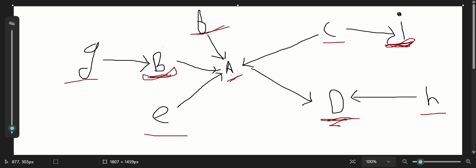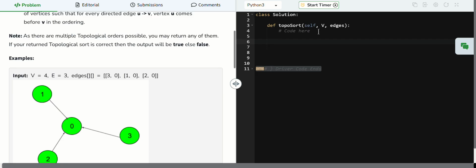And for A, we have to check: C is connected with A, so C is already taken. Then F is connected with A, B is connected with A, and E is connected with A. The degree of A was 4, and these 4 nodes are already present in the answer, so we will append A into our answer also. Fine. So like this we can solve this question. Let's move to the coding part.